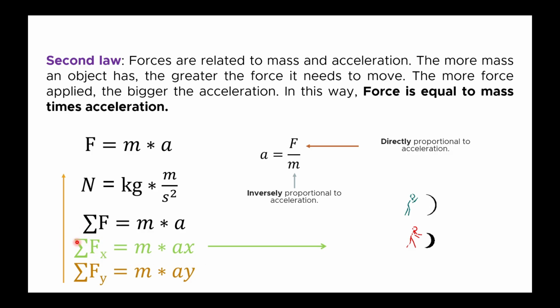In this part, we have the sum of x component forces equals mass times acceleration in the x-axis. And then we have the sum of y forces, or forces in the y component, which is mass times acceleration in the y-axis. Here we have the ratio of proportion, which says that the mass is inversely proportional to acceleration and the force is directly proportional to acceleration. Let me show you those concepts in the simulator.